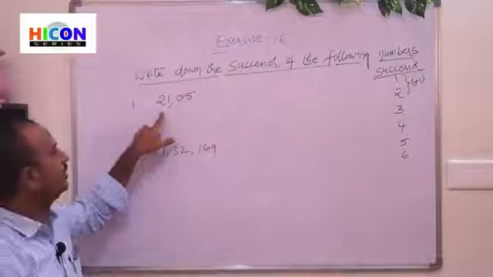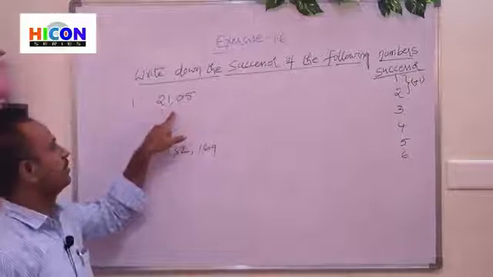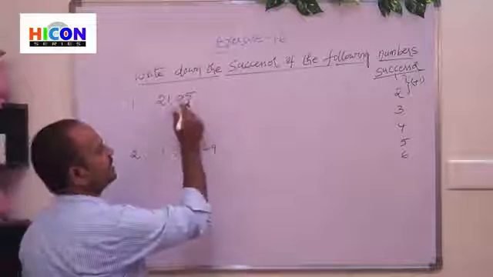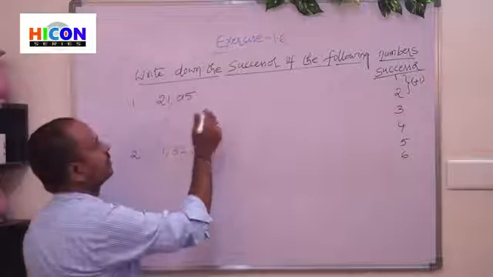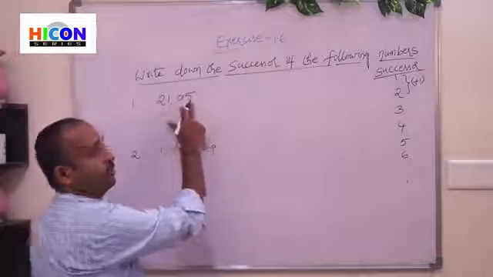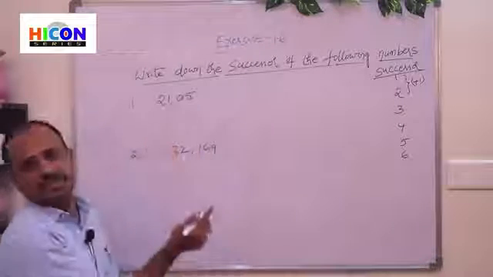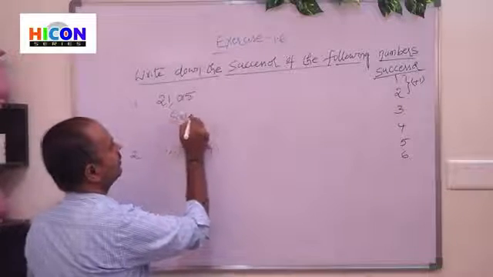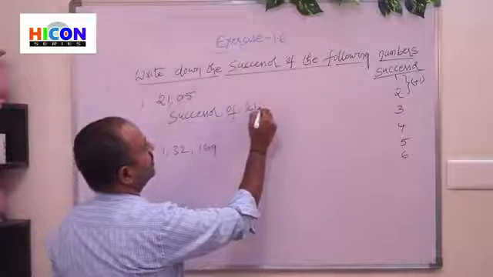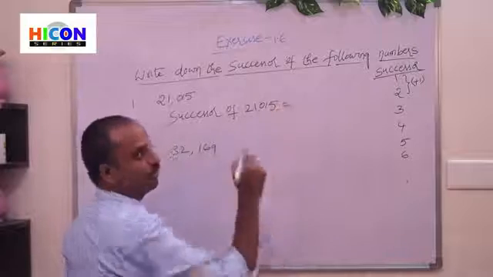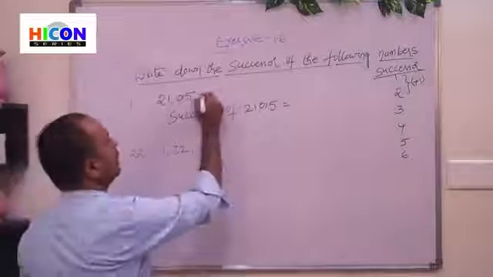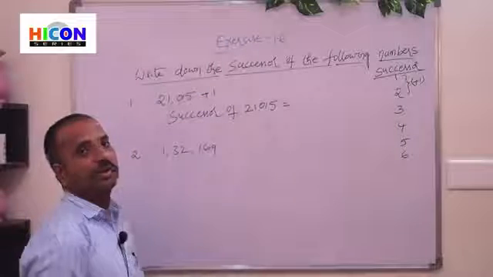See the first problem, 21,015. What is the successor of 21,015? We have to add 1 to the given number. If we add 1 to the given number, we will get the successor. Successor of 21,015 is equal to, how can we obtain its successor? Just add 1.